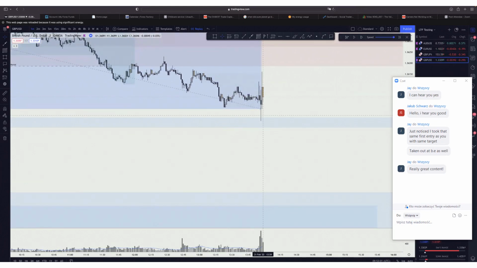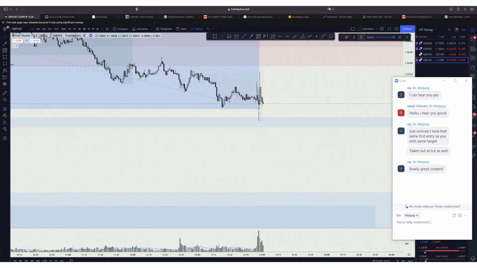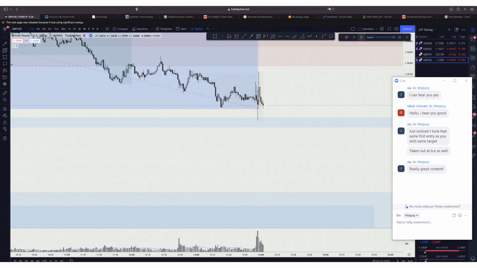I just don't like either of those wicks, both sides. Yes, probably this was news, just after New York Open. Yeah, approximately, it's 2 p.m. my time. So yeah, just after New York Open.